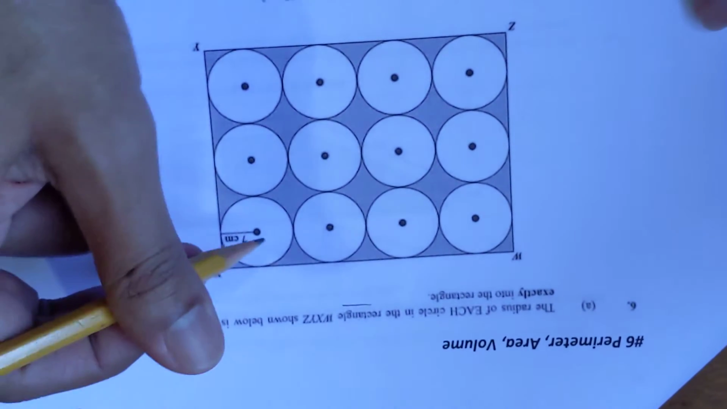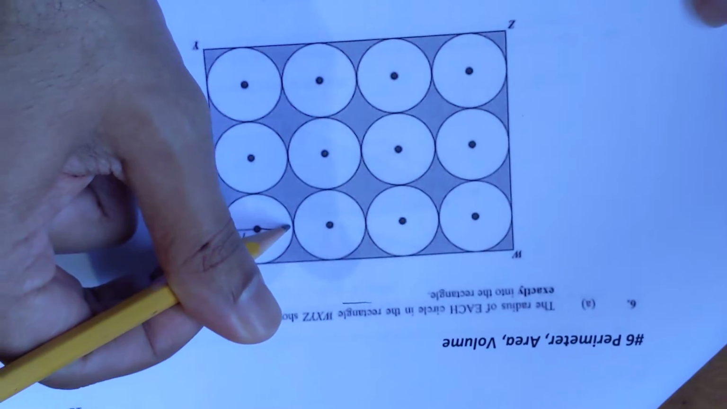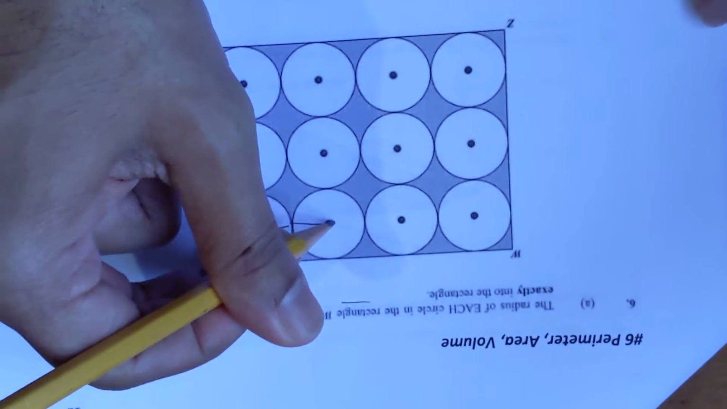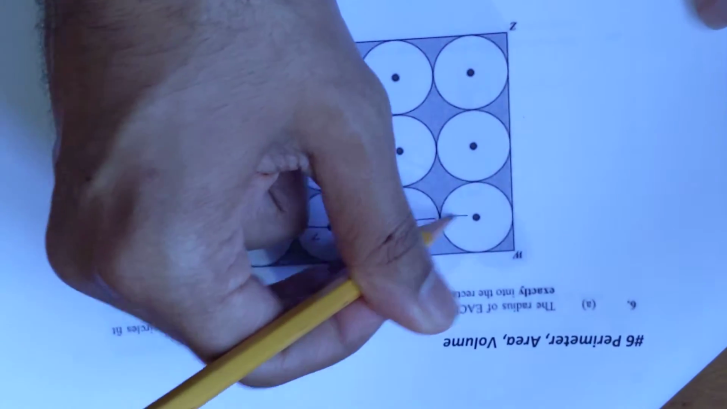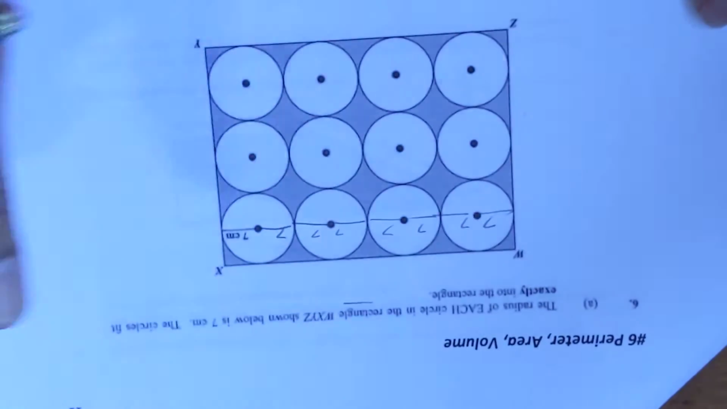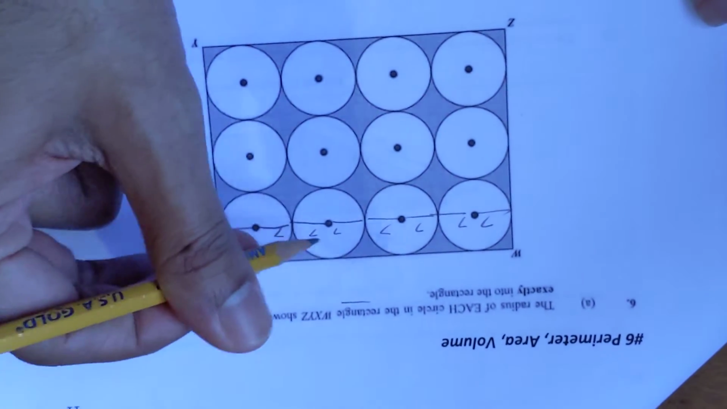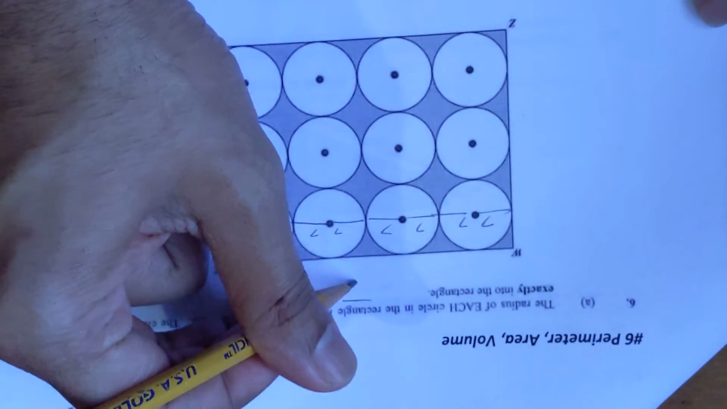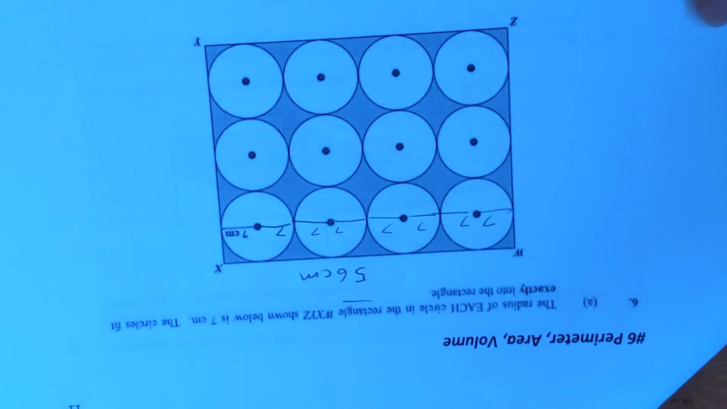So obviously the radius has to be the clue. The radius goes from the center of the circle to the circumference. So that means this side is going to be 7, and then we have 7 and 7, then 7 and 7, then 7 and 7. So that takes up the whole length of the rectangle. So that's 1, 2, 3, 4, 5, 6, 7, 8 sevens. So here is going to be 56 centimeters for the length.